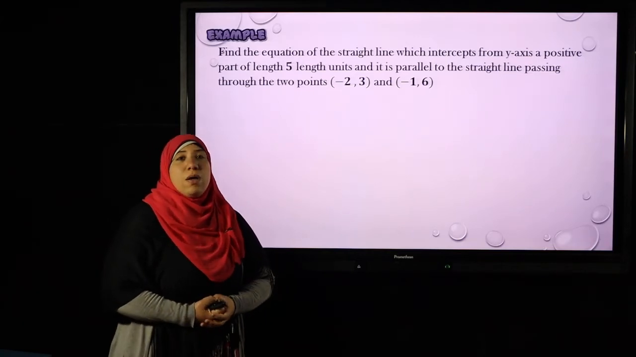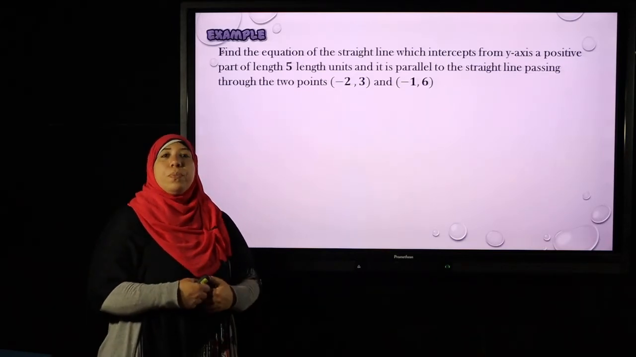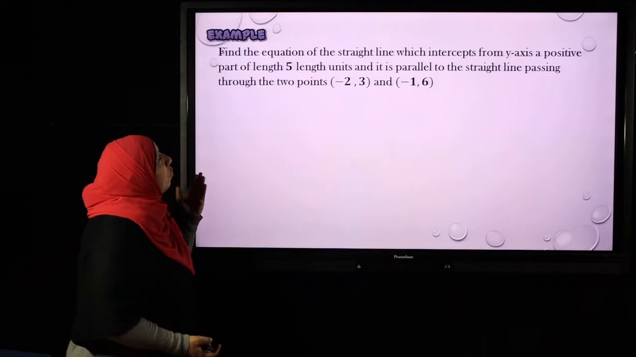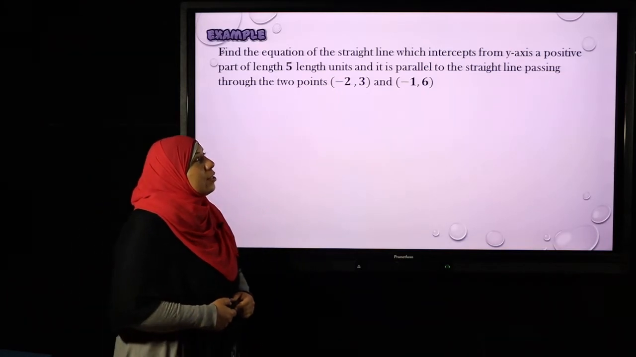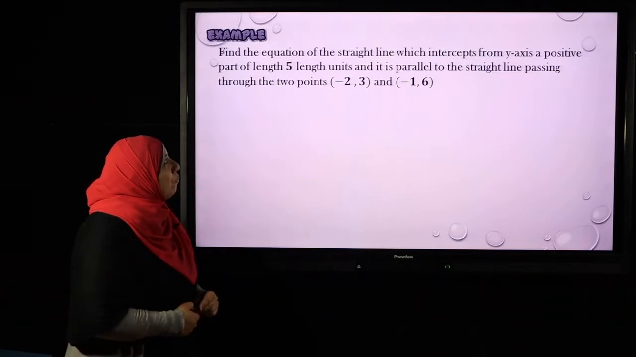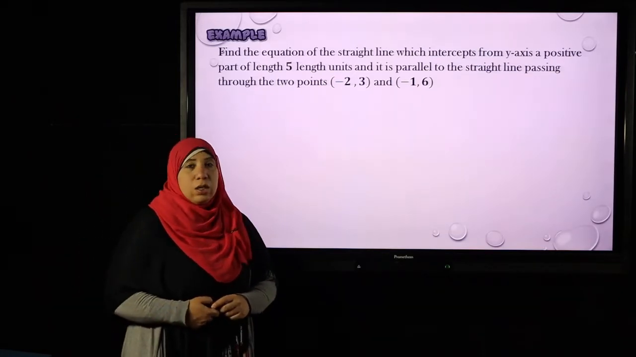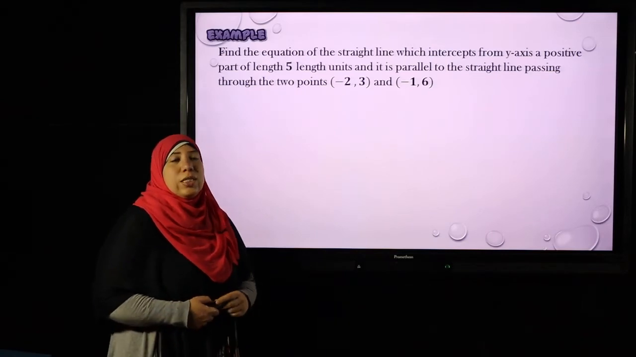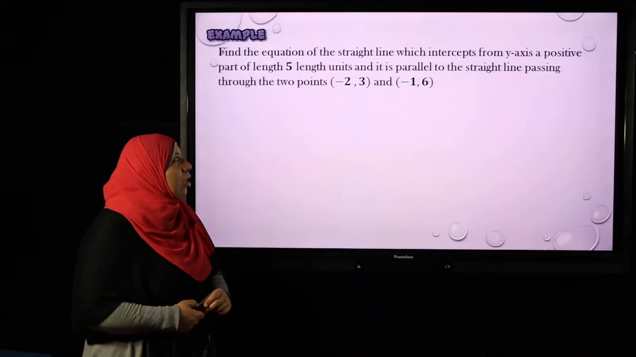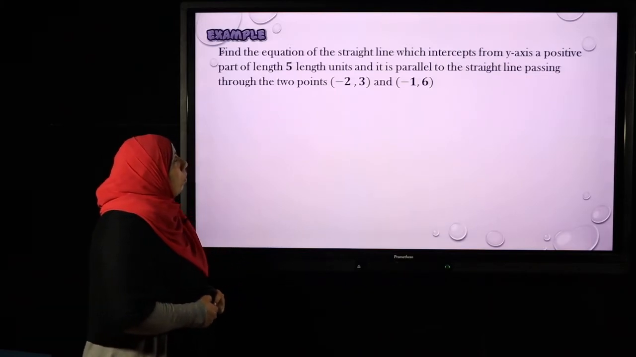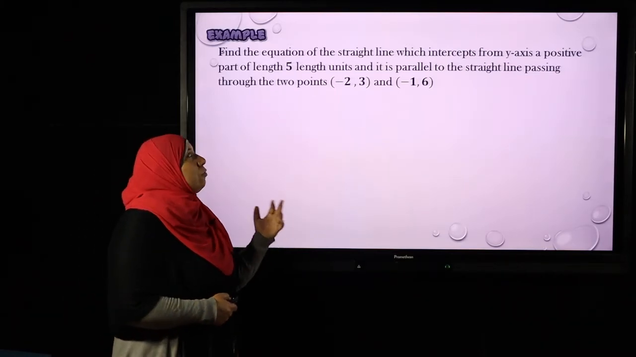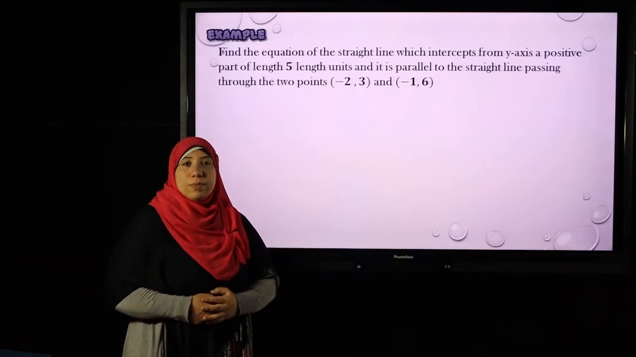Here, in this example, he wants you to form the equation. He wants to find the equation of a straight line which intercepted from the y-axis a positive part of length 5 length units. This is c, the intercepted part of y, and it is parallel to a straight line passing through the 2 points (-2, 3) and (-1, 6).